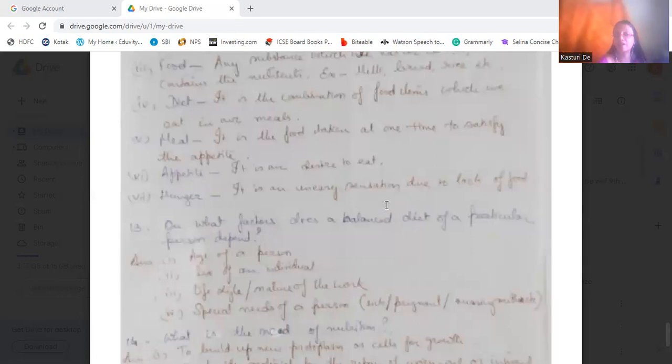On what factors does the balanced diet of a particular person depend? A balanced diet depends on the age of a person.